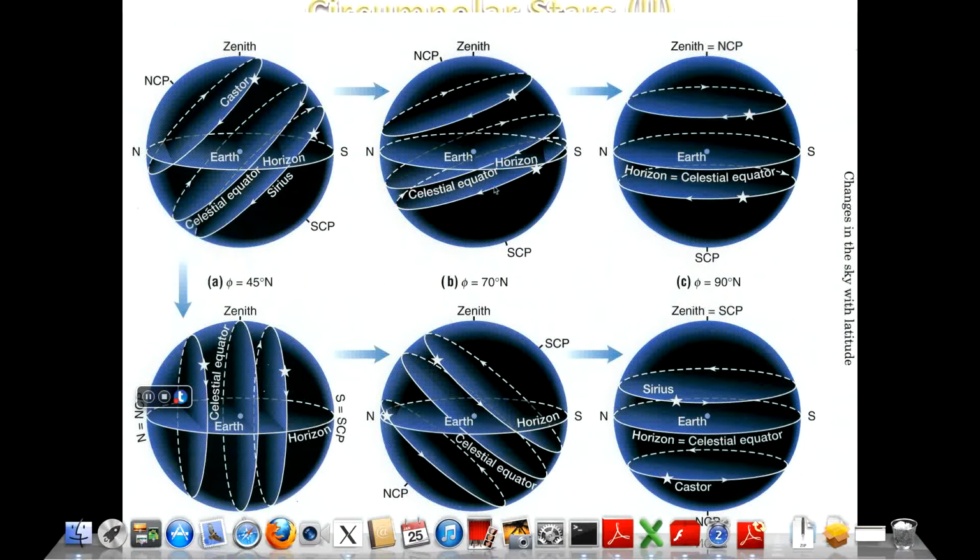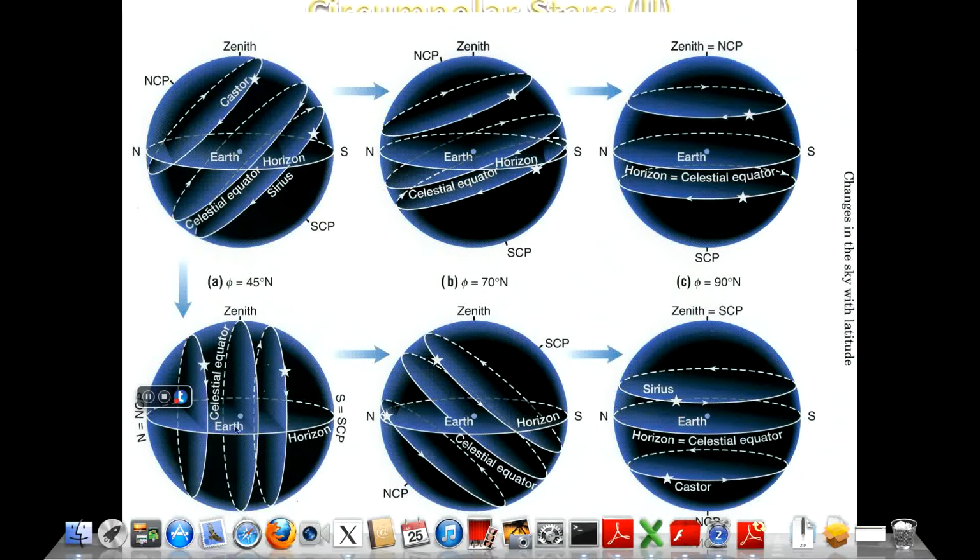If we then go further north, here we're at 70 degrees north, so here's our horizon now, and it's the same stars. We've got Sirius and Castor, and here's the North Celestial Pole. And now Castor is a circumpolar star. It never goes below our horizon, so it's going around and around and around. And if we go all the way to the North Pole, Castor goes around and around. In fact, all stars go around and around, and we'll never ever see Sirius.